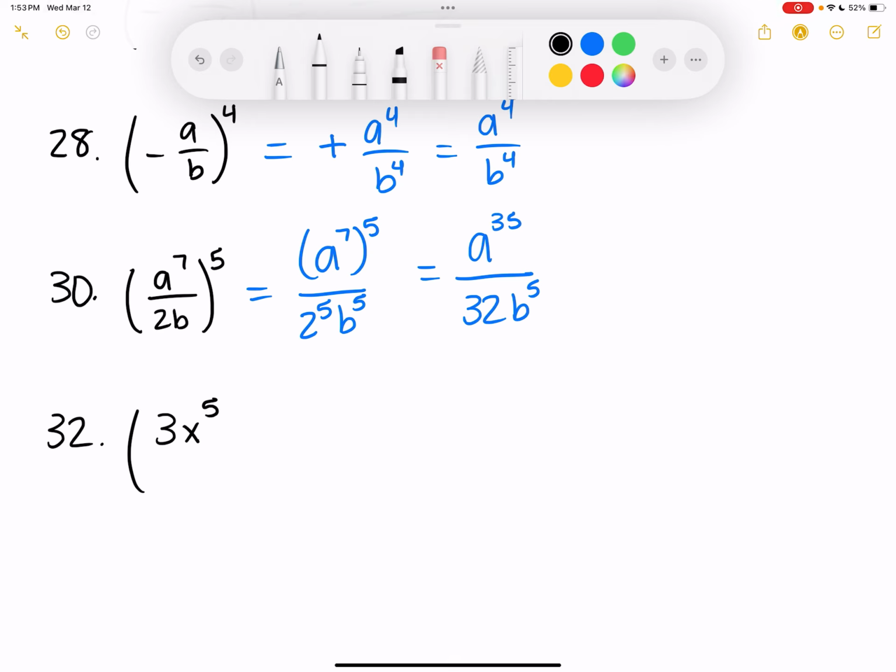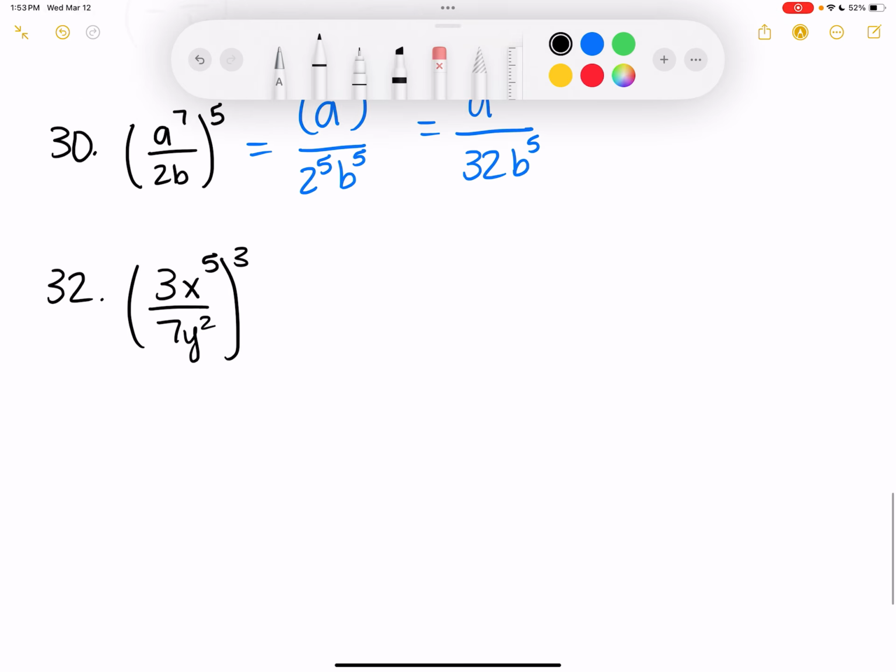3x to the 5th over 7y squared, all raised to the 3rd. Alright, guys, I get it. I know what we're doing. All right, so piece by piece, what's happening here?